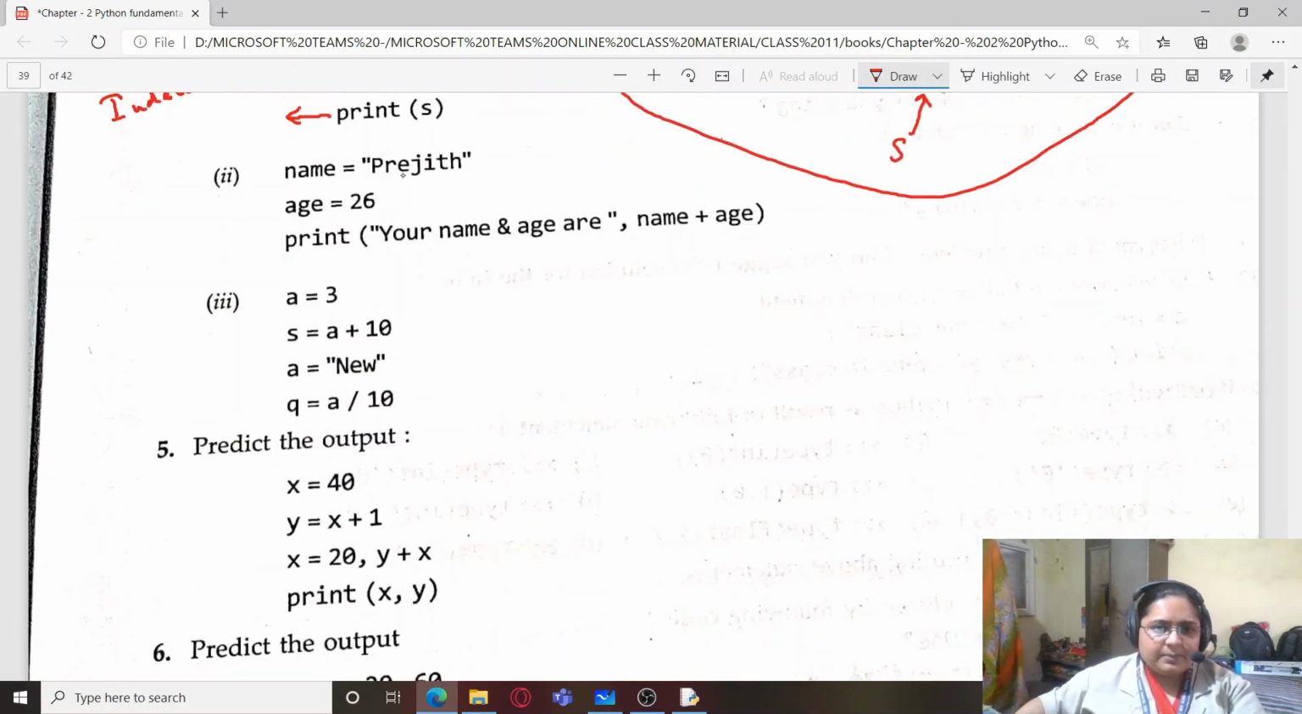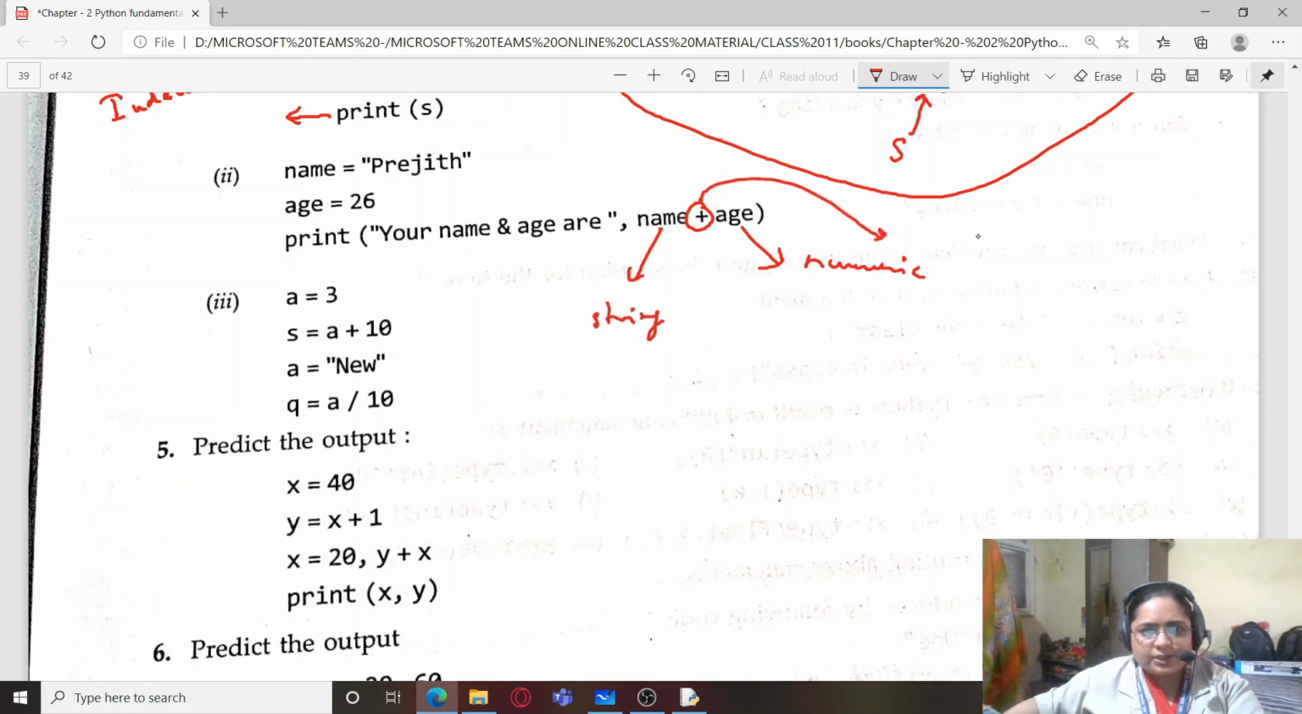Next is name Prijit, age 26. Print your name and age are name plus age. So here this plus will not work because age is numeric and name is string. So we cannot use this concatenation operator. This is known as concatenation operator, which is used to join two strings. So you cannot use the concatenation operator in between string and numbers. Okay, so this thing you can replace with a comma.